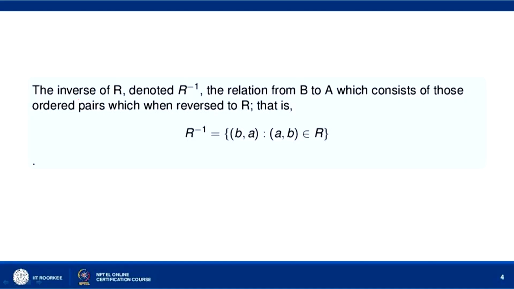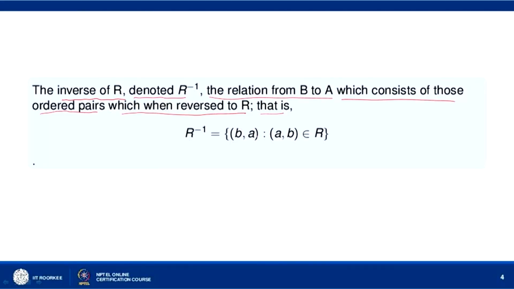Now, let us define the inverse of the relation R. The inverse of R, denoted by R inverse, is defined as the relation from B to A, which consists of those ordered pairs which are reversed, that is, R inverse has (b, a) when (a, b) belongs to R. So, whatever ordered pair (a, b) is there in R, R inverse will consist of the ordered pair (b, a). So, the second element b in R will become the first element in R inverse and the first element a in R will become the second element in R inverse.